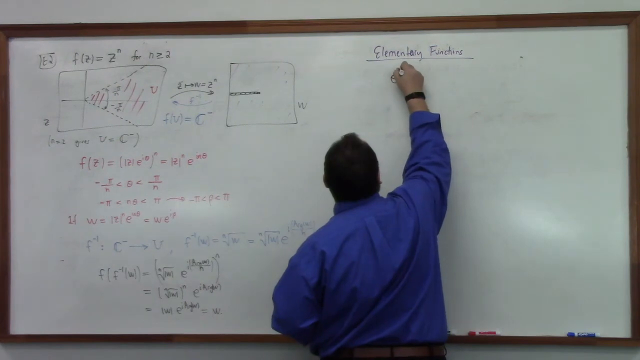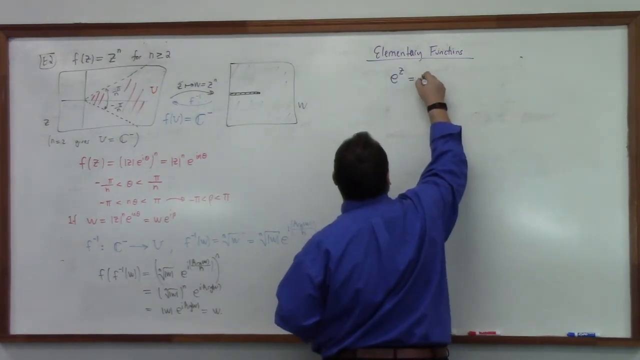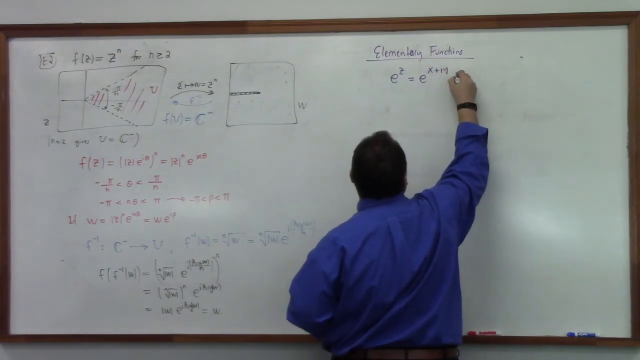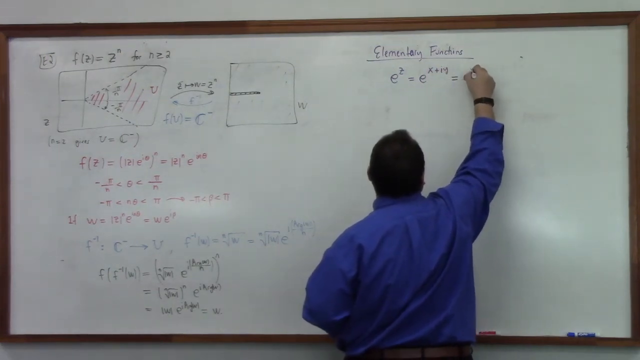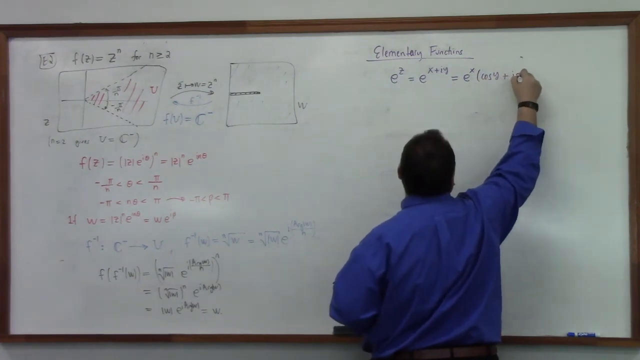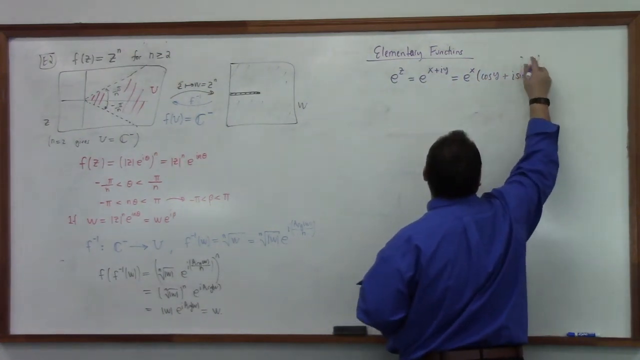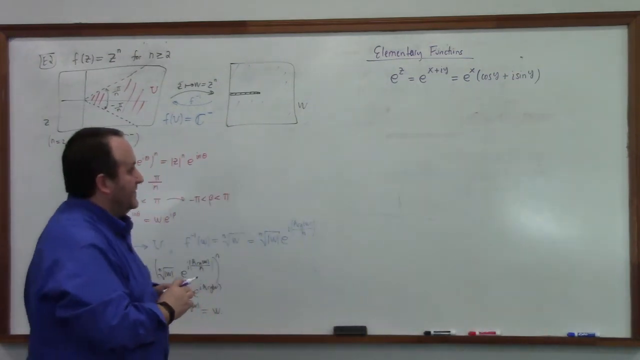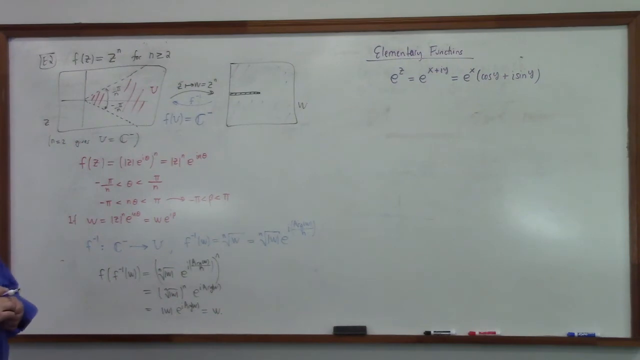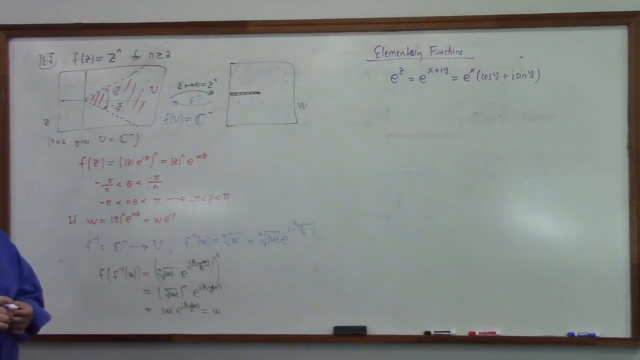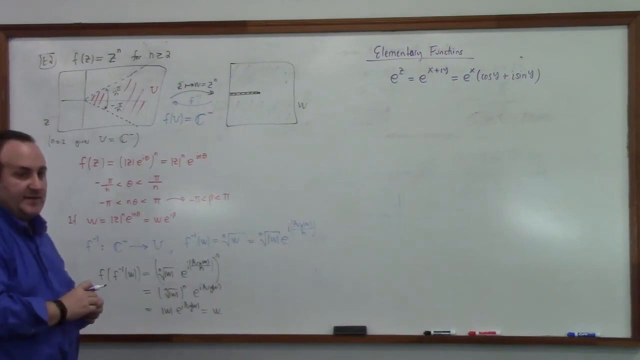So first of all, e to the z, which is e to the x plus iy, is going to be e to the x times cosine y plus i sine y. So that's the definition of the exponential function, all right? Basically, we're just extending the Euler's identity that we already did by multiplying it by e to the x, all right?